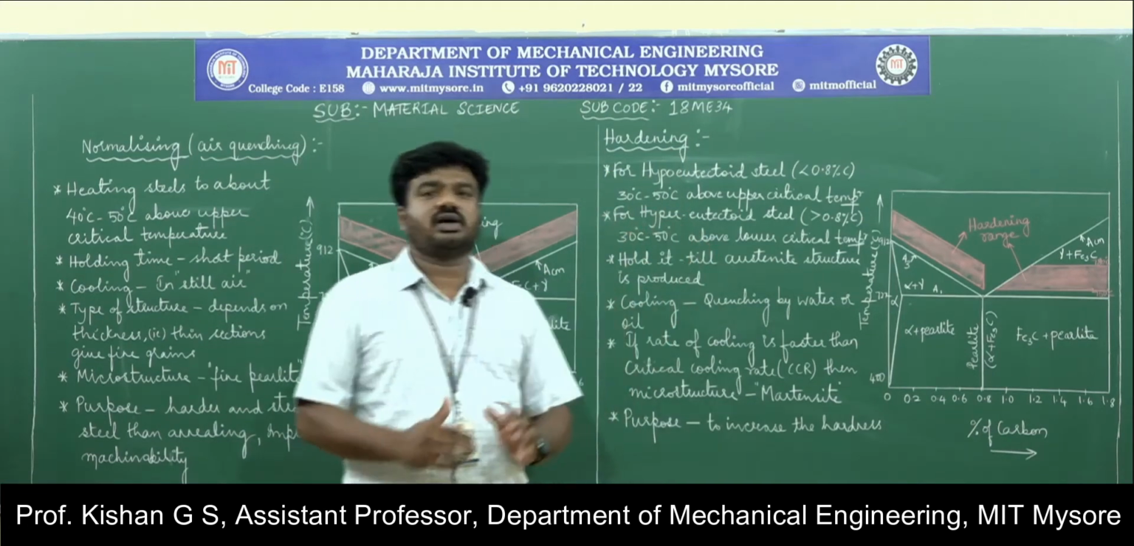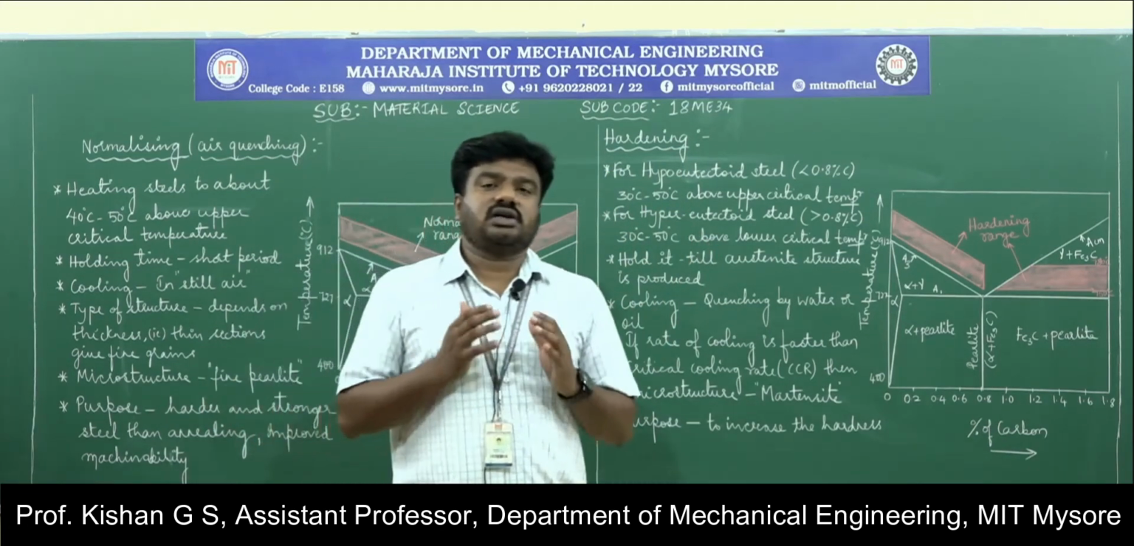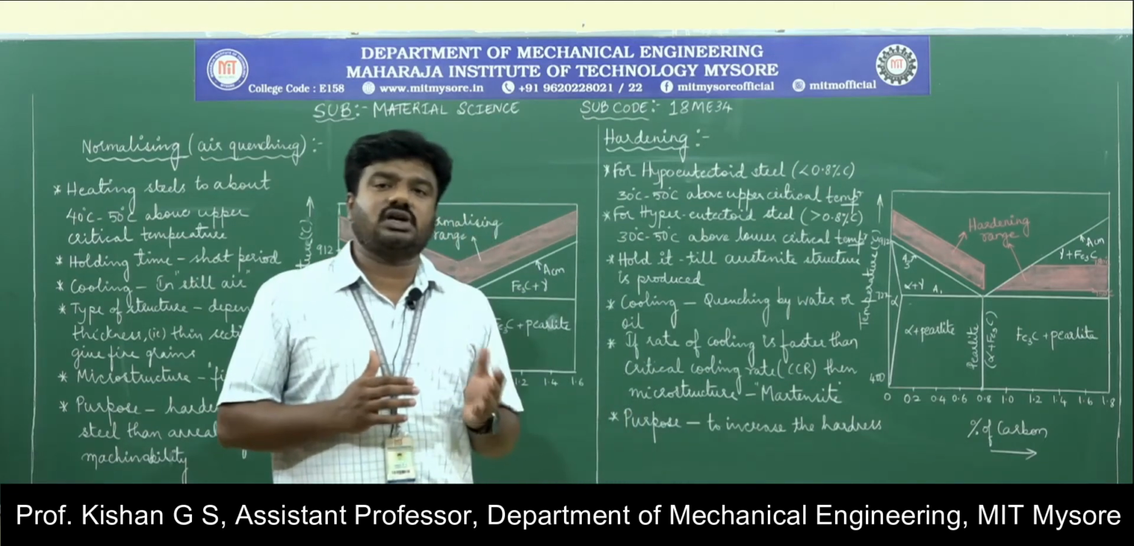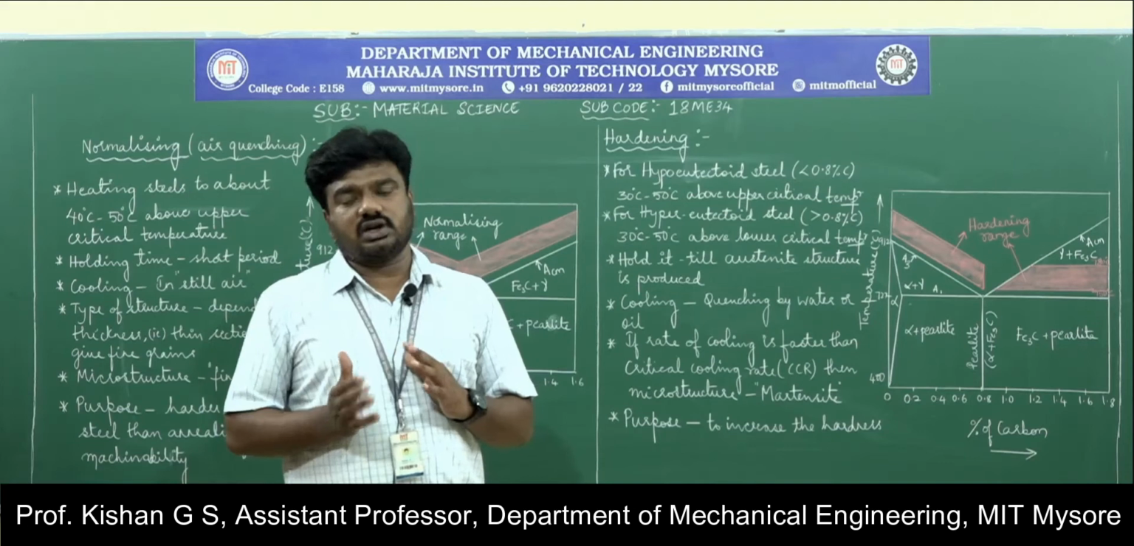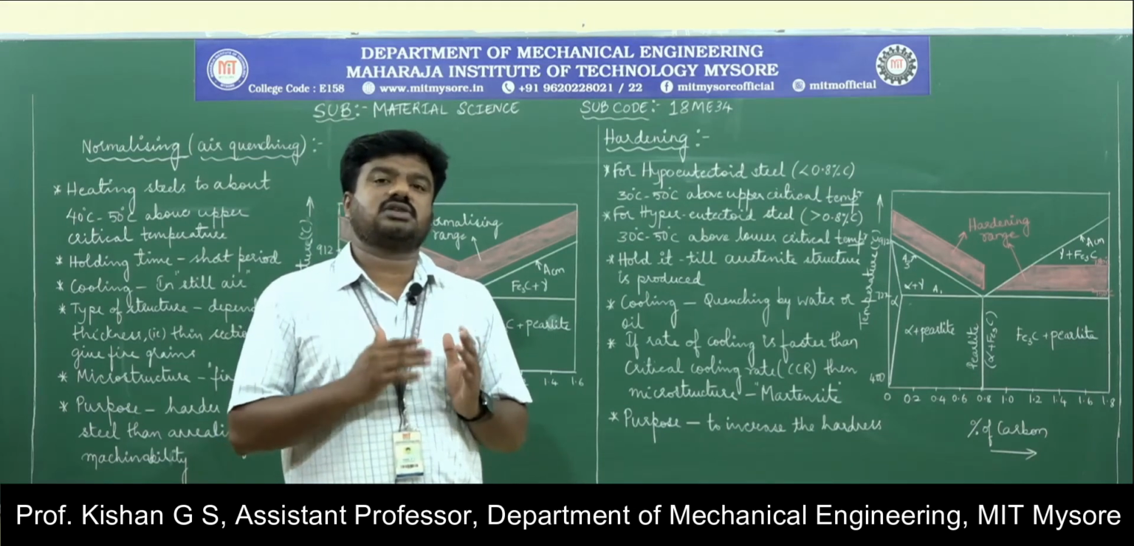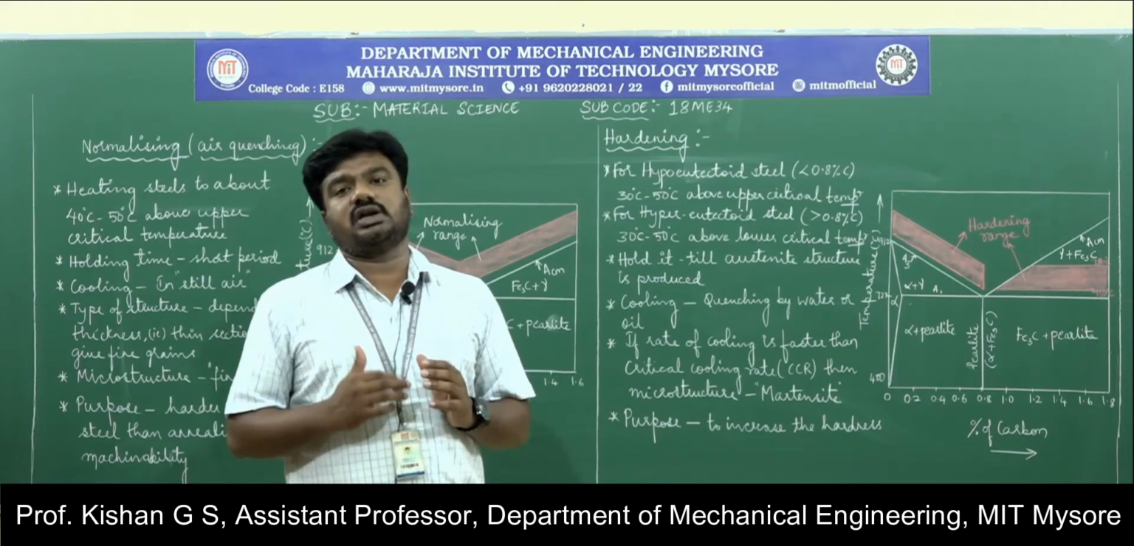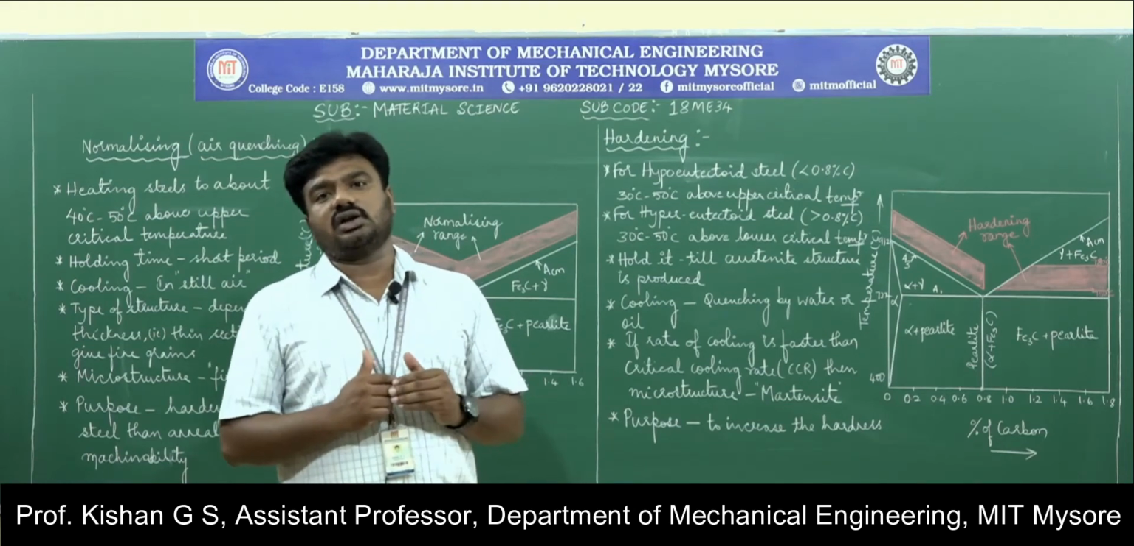So you have to be very clear that when it comes to hardening, the temperature range to be heated is different for hypoeutectoid steel and hypereutectoid steel. For hypoeutectoid steel, it is above the upper critical temperature. For hypereutectoid steel, it is above the lower critical temperature.